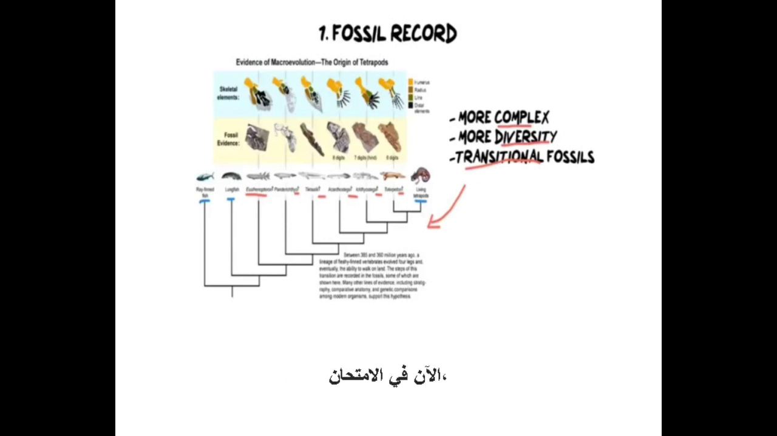Now, in the exam, you are going to be expected to explain what a transitional fossil is. So you need to be prepared to explain that it is a fossil that exhibits physical structures or phenotype similarities that make them an intermediate. In other words, they have a mixture of two different phyla or two different groups of organisms.